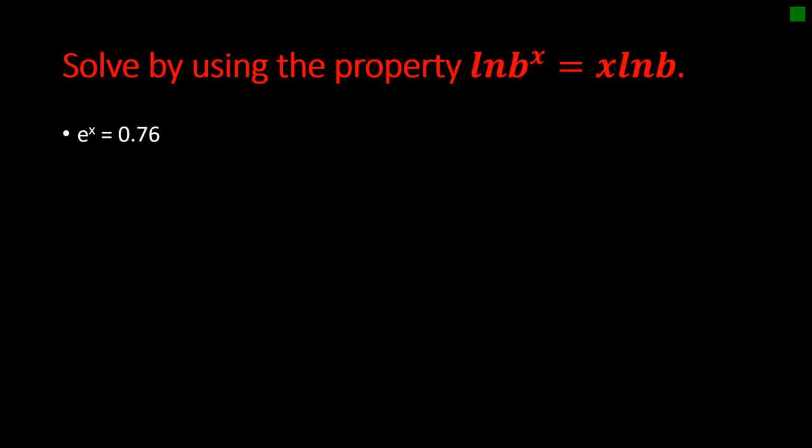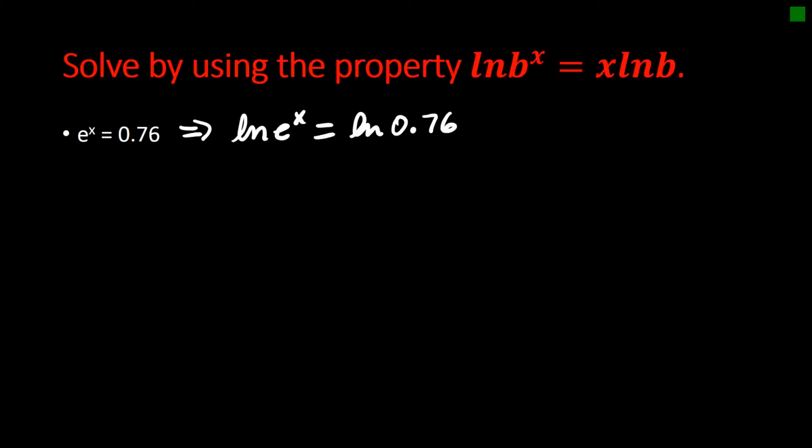So when I have something like e to the x equals 0.76, I take the natural log of both sides. And for these problems, you're going to need a calculator. And we're going to go ahead and round to 3 decimal places. But if you are using a computer system, you need to make sure that you read to see exactly what place they want you to round to. It may not be to 3 decimal places.